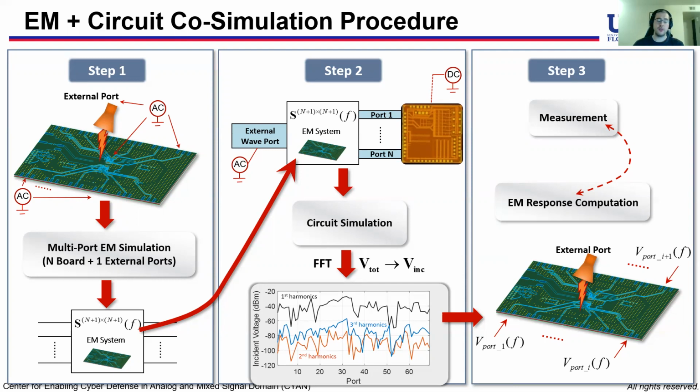After that, we can invoke microwave theory and compute Z matrix from the S matrix. And once we have the total voltages and Z matrix, we can then compute the incident voltage on all of these ports. And the really good thing about these incident voltages is that we can feed it back to the EM simulation and calculate all of the necessary radiated EM fields, which then we can measure in the third step.